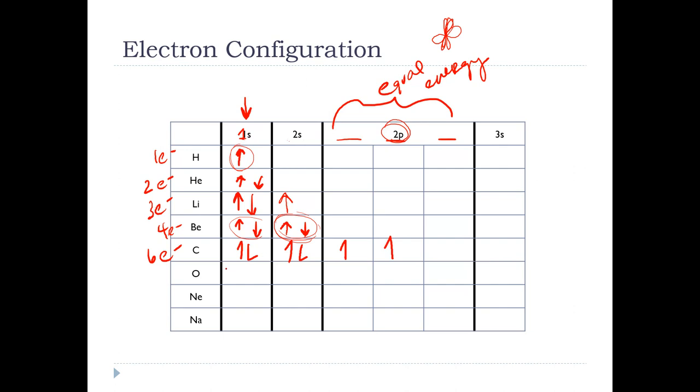That's carbon. Oxygen. Oxygen has 8 electrons. We're going to go 1, 2, 3, 4, 5, 6, 7. Should I go here to 8?